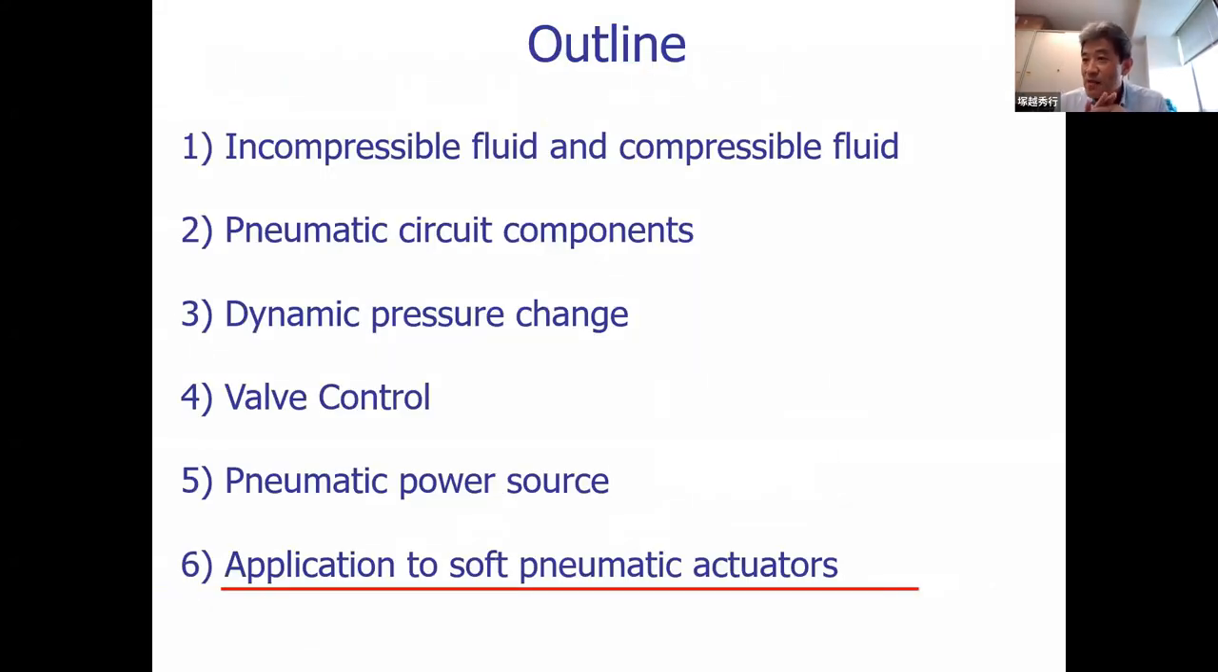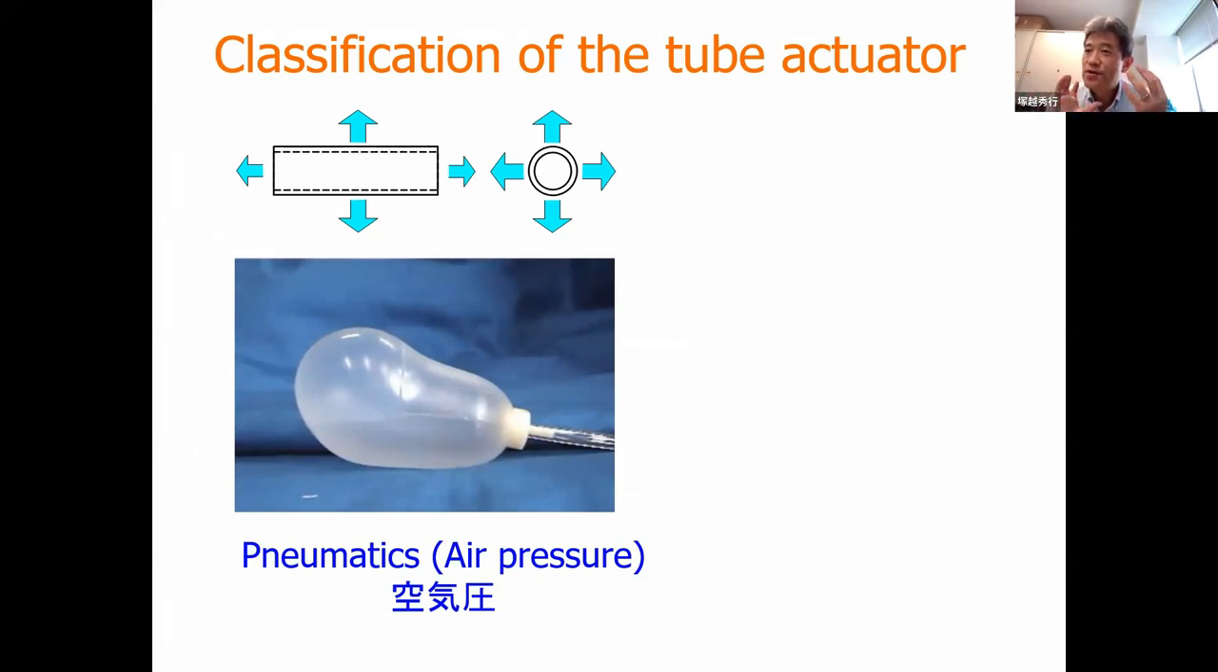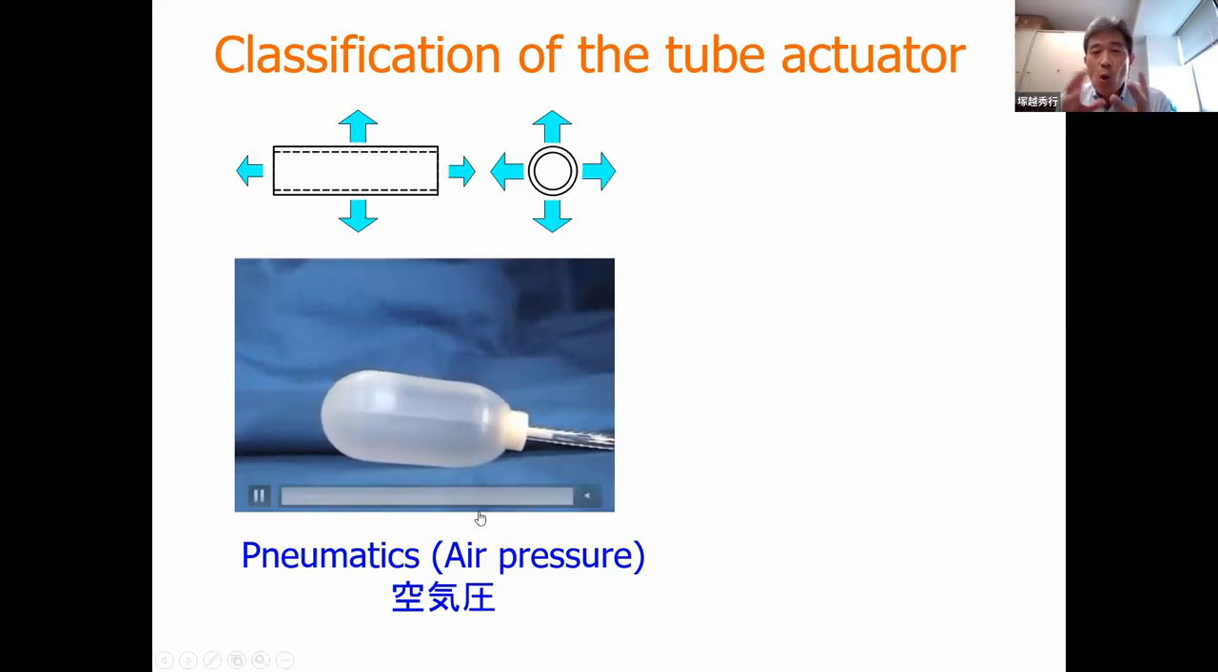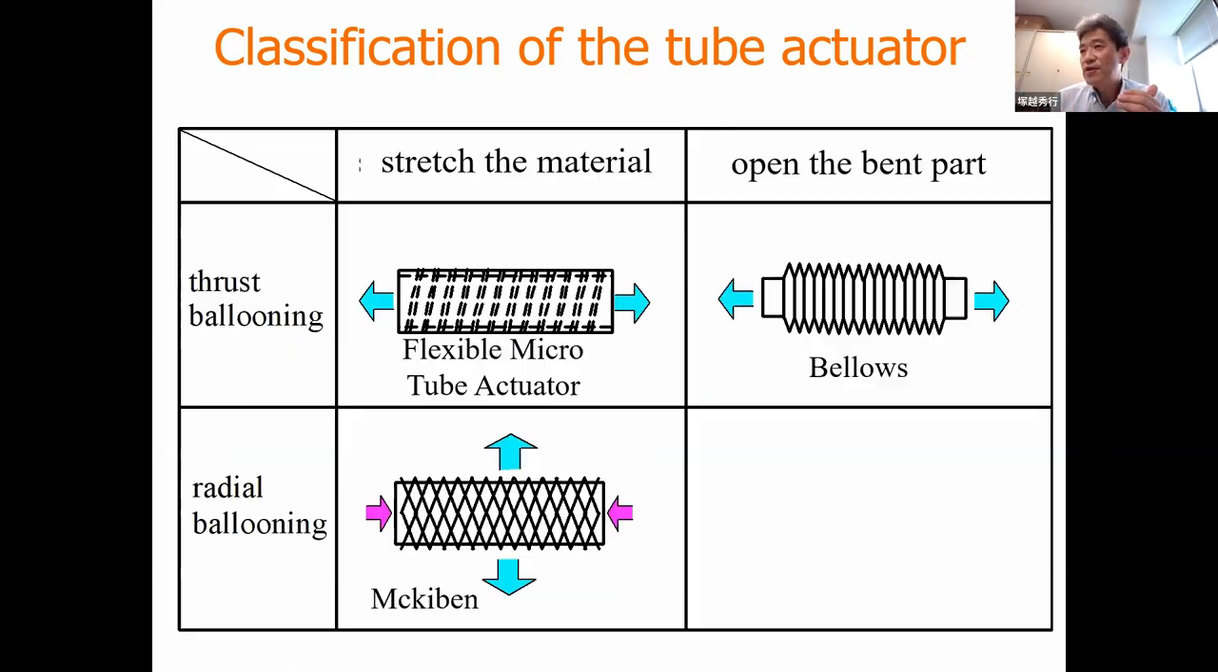The last topic is the application to the soft pneumatic actuators. And if you are trying to use very soft tubes, it is not enough to design the actuator or the robot for realizing your desired motion. Because if the soft balloon is compressed by the air, it tends to expand in all directions. So, to obtain your desired motion, one part needs to be restricted from ballooning. This is one of the ways for obtaining your desired motion.